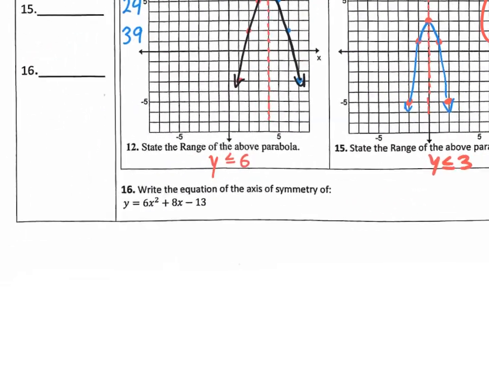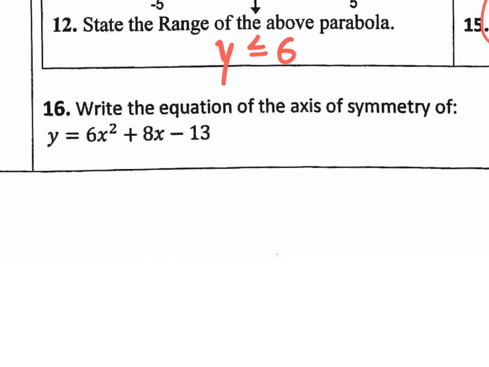For the last one, number 16, write the equation of the axis of symmetry. First of all, we need to know what the heck this is. We know visually that's the vertical line crossing the vertex, right? And we know that vertical lines have to be written as an equation x equals, and we should know that the axis of symmetry is simply the x value of the vertex. So you're going to say x equals the x value of your vertex.